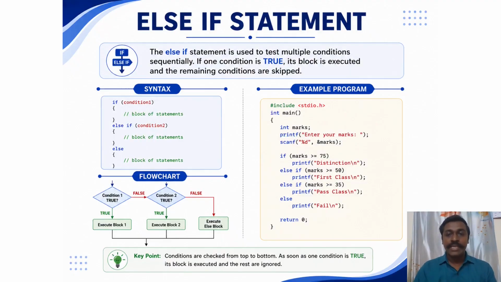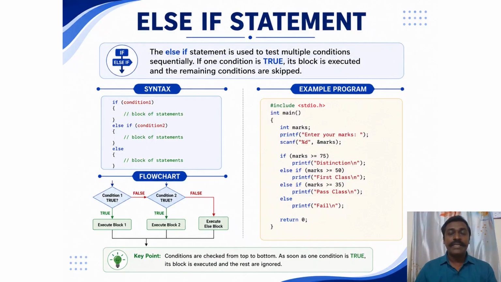For example, if you want to check the grade, or check whether the student has got more than 75 or 50, or has passed the exam, we can use this. If marks greater than or equal to 75, else if marks greater than or equal to 50, else if marks greater than or equal to 40, and if the student has not received even 40, then else we print fail. So this is to check multiple conditions sequentially.